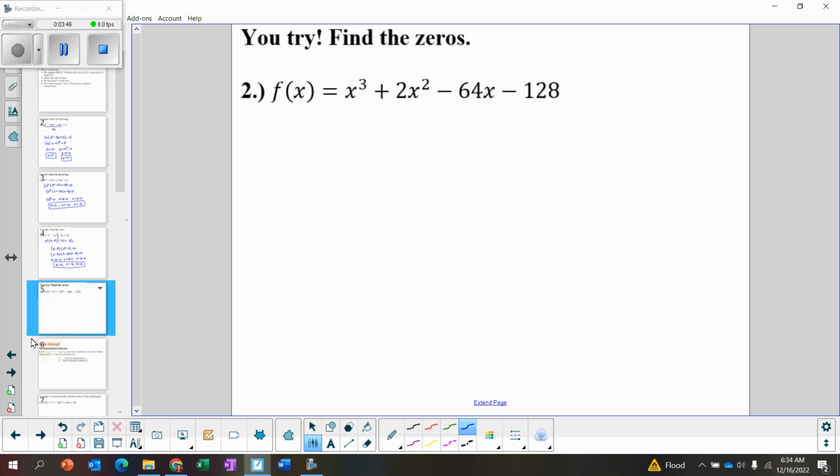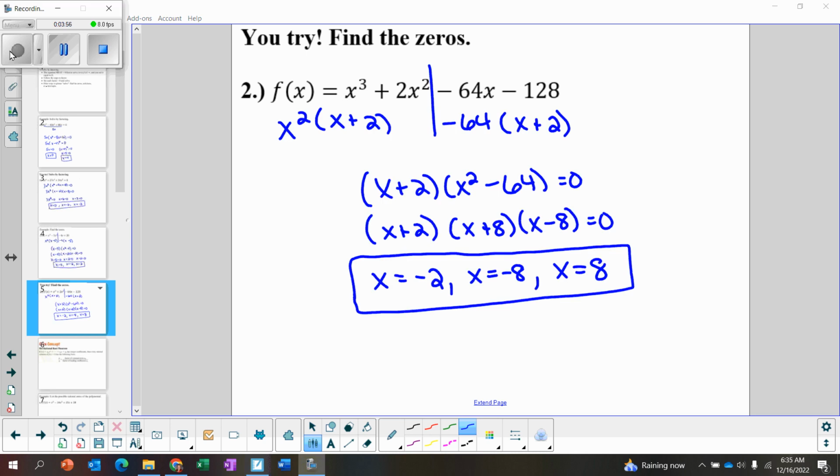All right, you try the next one. Pause. When you're ready to see the answer, hit play. So this again could be factored by grouping. Even though it's set up as f of x, we could treat that as a 0. So now when I group, I get x plus 2 times x squared minus 64. That could be factored to x plus 8, x minus 8. So all 3 of my solutions are x equals negative 2, x equals negative 8, and x equals positive 8.